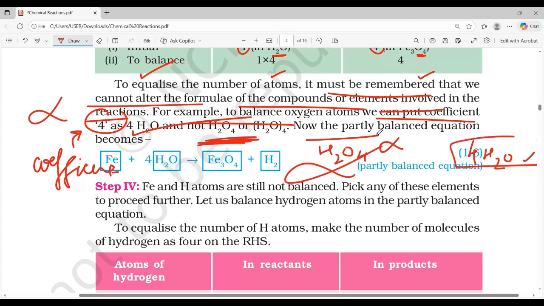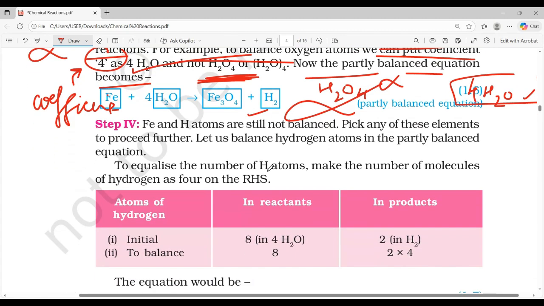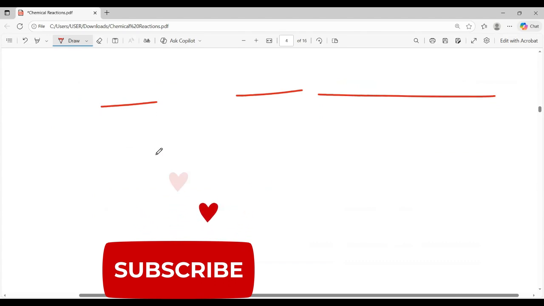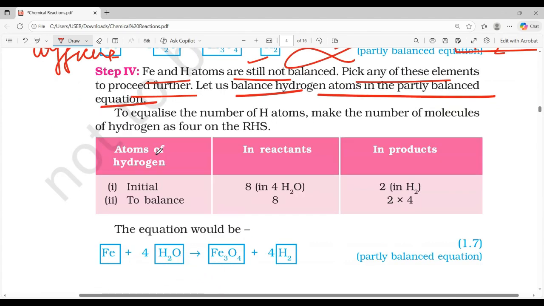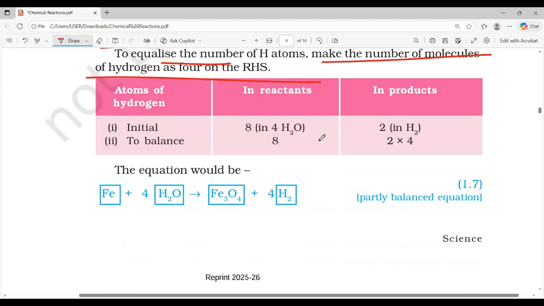Now the partially balanced equation becomes like this. So Fe plus 4H2O gives Fe3O4, and hydrogen gas is evolved. Iron and hydrogen atoms are still not balanced. Pick any one of these elements to proceed forward. Let us balance hydrogen atoms in the partially balanced chemical equation. So now we are going to balance hydrogen atoms. To equalize the number of hydrogen atoms, make the number of molecules of hydrogen as 4 on the RHS.